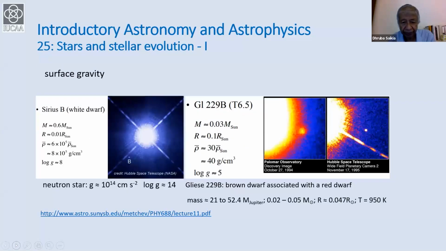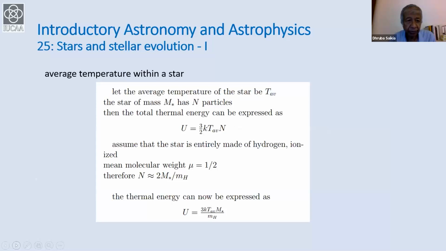So G is the surface gravity. Over here you can see the density is high. These are compact objects, and log G is approximately 5. So this is another physical parameter which plays an important role in our understanding of stars. I will just show you a simple way to calculate the average temperature and pressure within a star, and then we will have a look at stellar spectra.